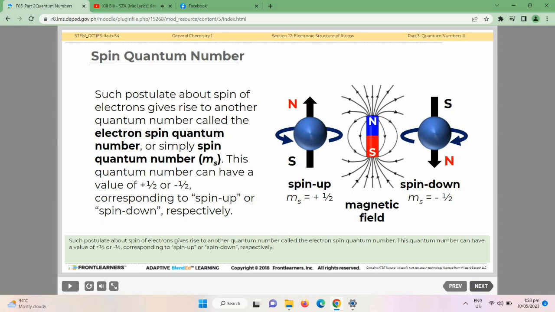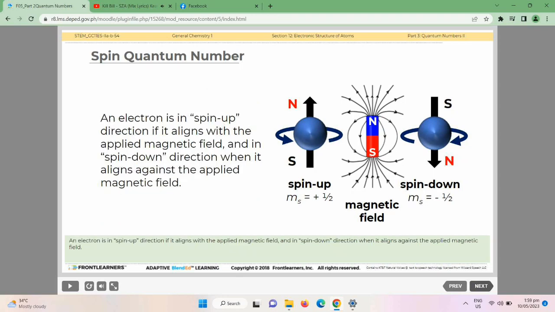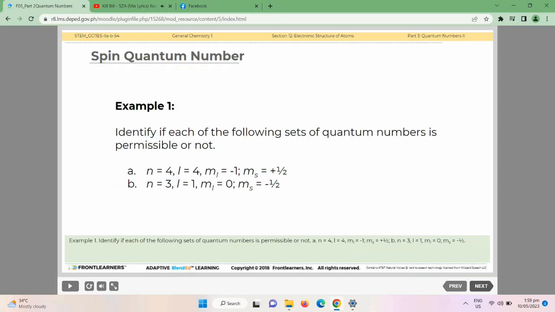This quantum number can have a value of positive 1/2 or negative 1/2, corresponding to spin up or spin down respectively. An electron is in a spin up direction if it aligns with the applied magnetic field, and in a spin down direction when it aligns against the applied magnetic field.